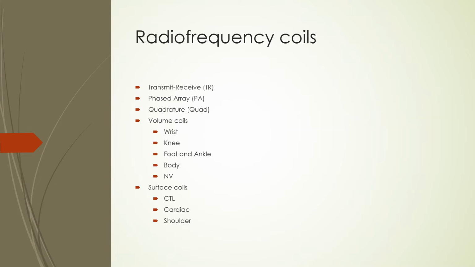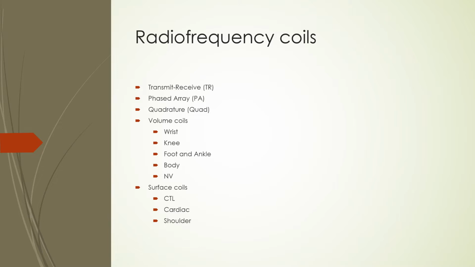This slide lists a few radio frequency coils. Coils labeled as TR are transmit and receive coils, while PA coils are phased array coils. There are also coils labeled as quadrature or quad coils. Phased array and quadrature coils involve acquiring the FID signal with multiple surface coils to increase the signal strength and enlarge the field of view.